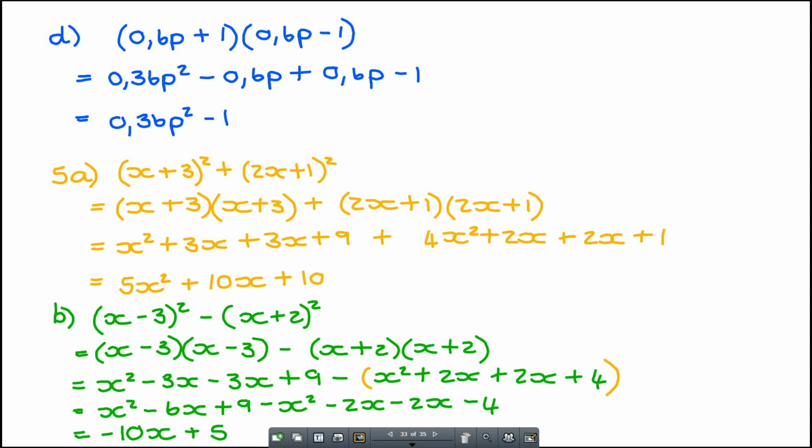Right, then over here, because of that square, you will see I rewrote these brackets twice. And this square, I wrote it out twice. Now, once we get there, I now have to do FOIL. So first terms would give me x squared. Outer terms would give me 3x. Inner terms, 3x. And last term, 9.